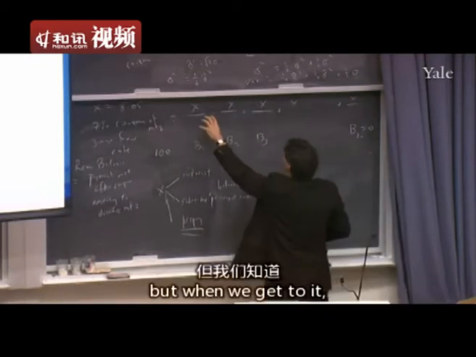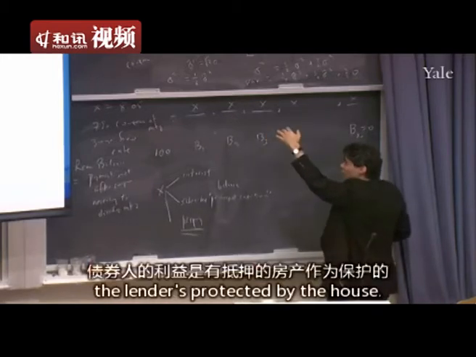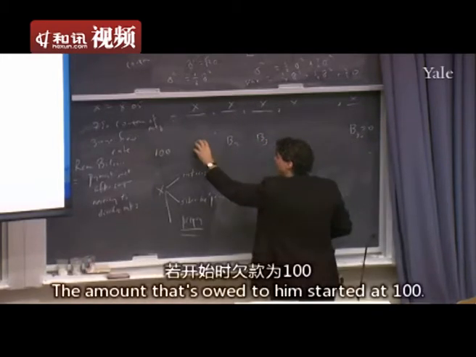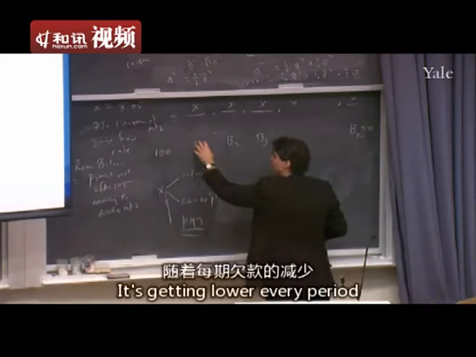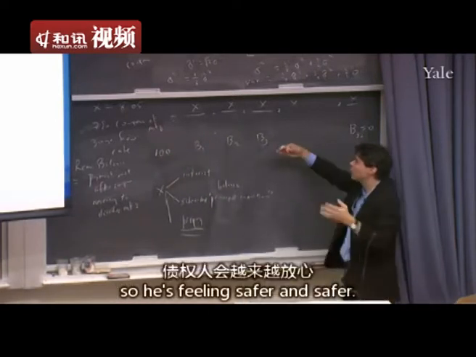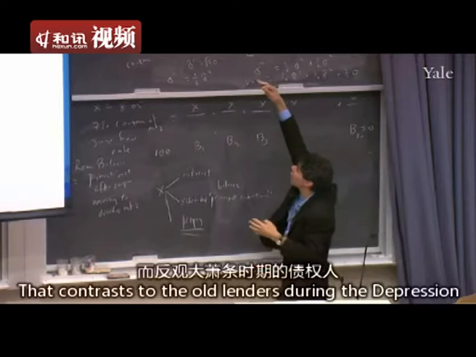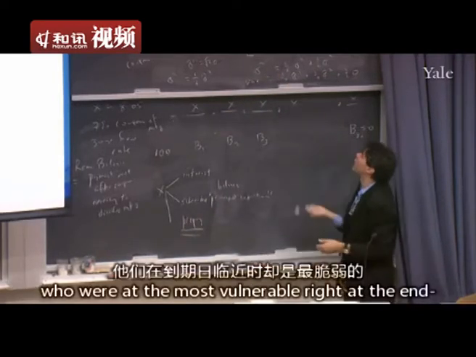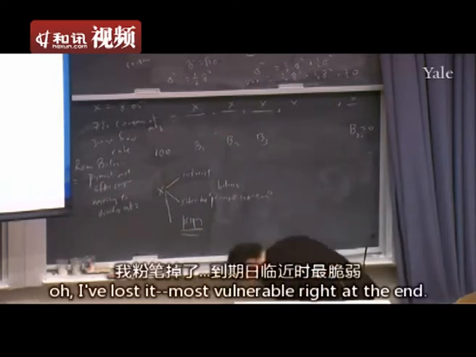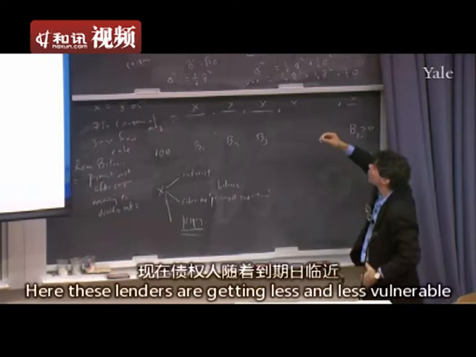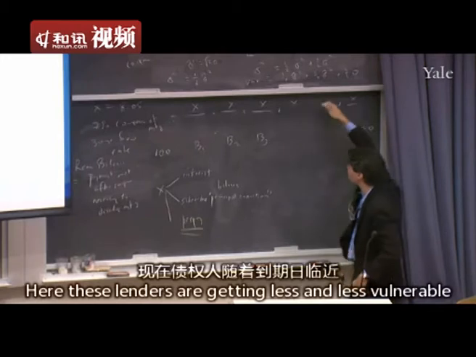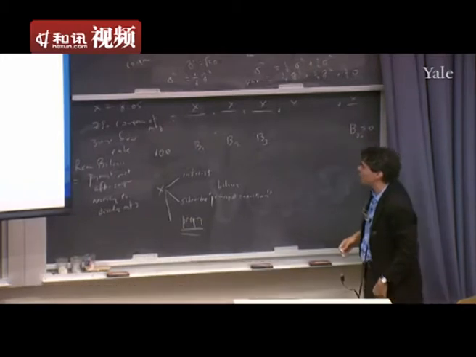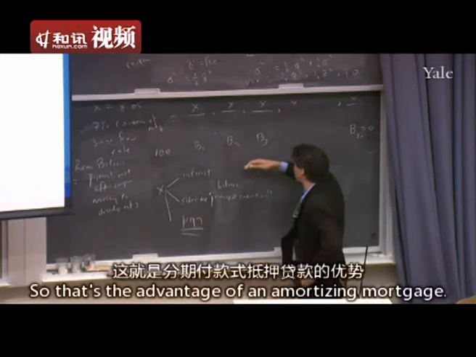And so when we get to collateral, the lender is protected by the house. The amount that's owed to him started at 100. It's getting lower every period, so he's feeling safer and safer. That contrasts to the old lenders during the Depression, who were most vulnerable right at the end. Here, these lenders are getting less and less vulnerable as time goes on. Okay, so that's the advantage of an amortizing mortgage.